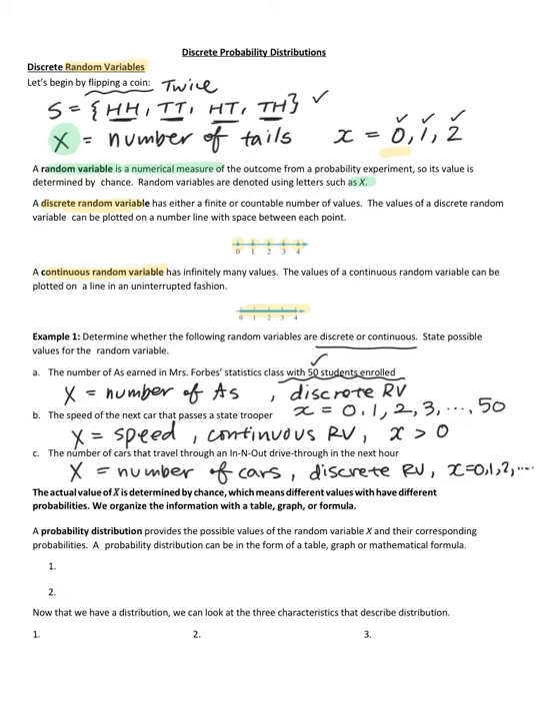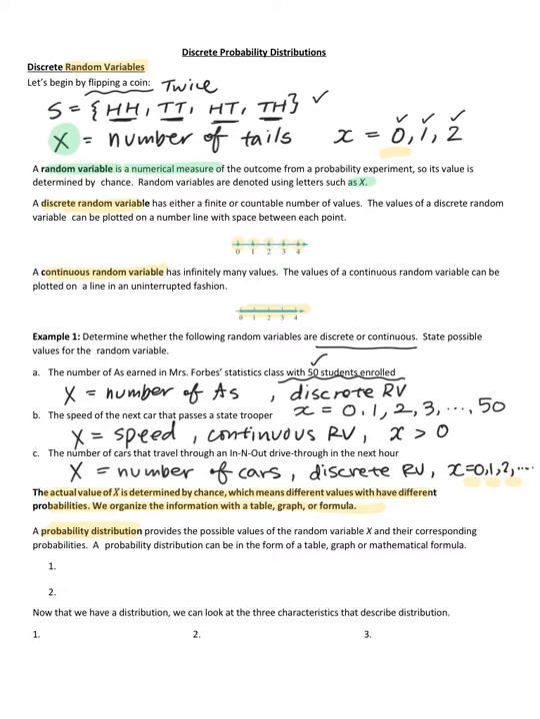All right? Okay, so the important thing to remember is that the actual value of X is determined by chance, right? So for example, we don't know the probability of two cars coming to the drive-through. It's up to people. It's determined by chance. So all of these different values right here have different probabilities. So we organize the information using a table, graph, or formula.